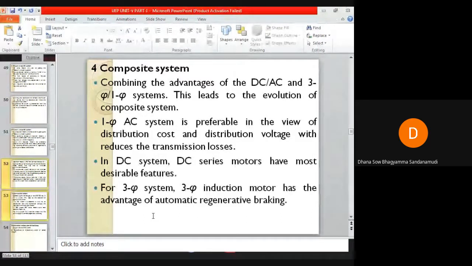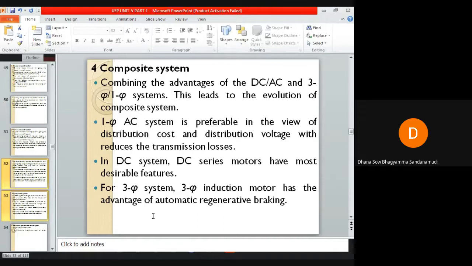Till now we have discussed DC system, we have discussed single phase AC system, we have discussed three phase AC system. All these systems, DC system or single phase AC or three phase system, have their own merits and demerits, means they have their own advantages and some disadvantages. If you go to a single phase AC system, it is preferable in view of distribution cost. The cost of distribution for single phase AC system is low, so it's an advantage.